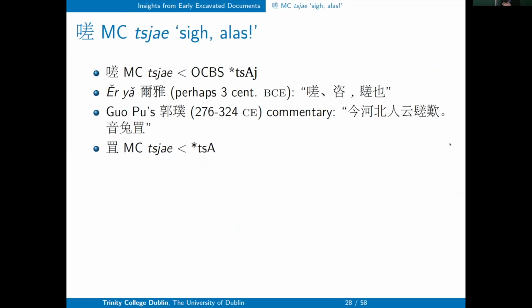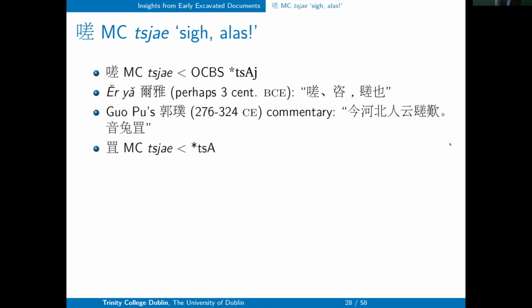So now let's move on to earlier excavated documents. And the first case is around the word 嗟, which is an interjection. Its Middle Chinese pronunciation is 嗟. And Baxter and Sagart reconstructed it in Old Chinese as 在, which, generally based on the phonetic, is cha, which belongs to the I rhyme group.